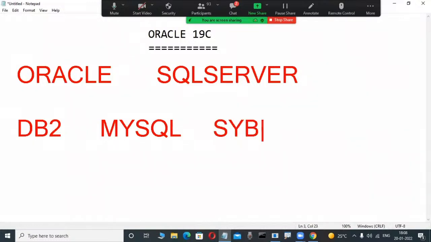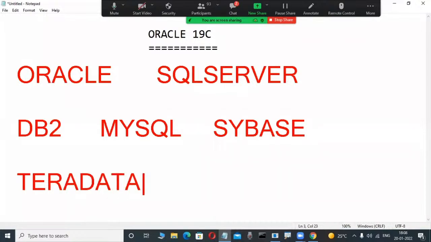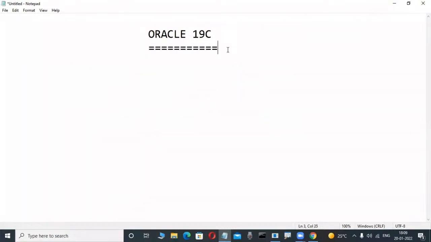Sybase is a database product from Ingres Corporation. Again, Teradata, maybe many data warehousing application programmers have an idea. Teradata is a database product from NCR Corporation. SQLite is a database product. Like this, so many database products are there from different companies. That's why Oracle is always one of the popular database products.